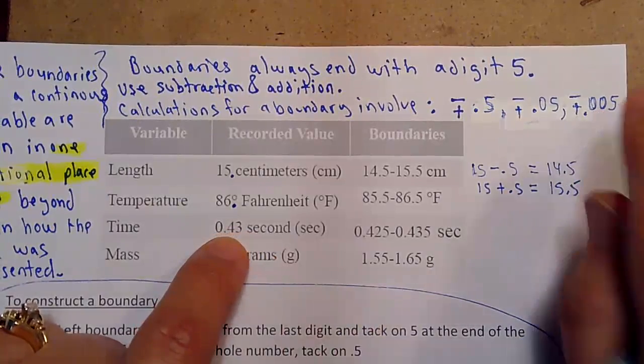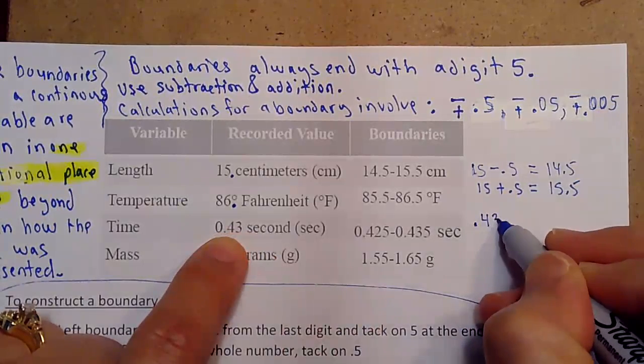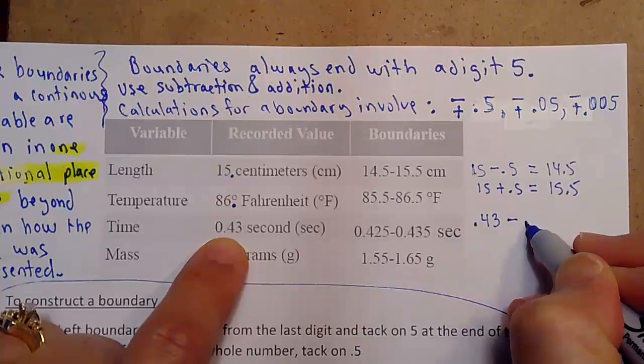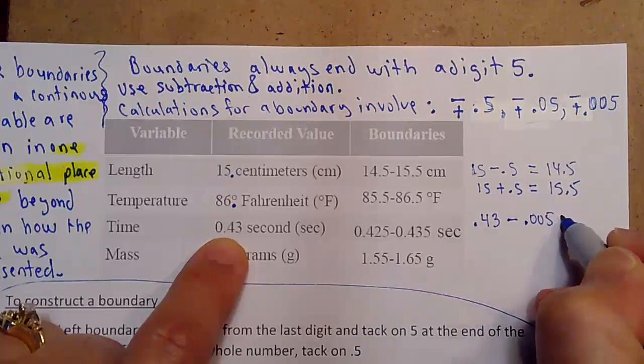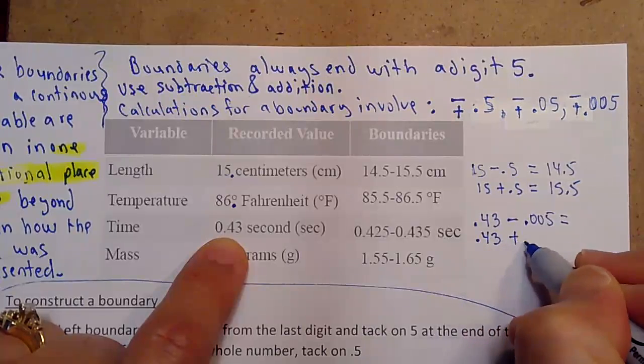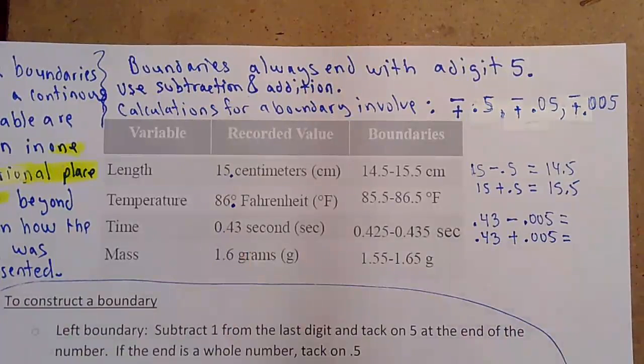So this is going to be equal to 0.43 minus 0.005, and then 0.43 plus 0.005. Okay, and I'll show you the calculator.